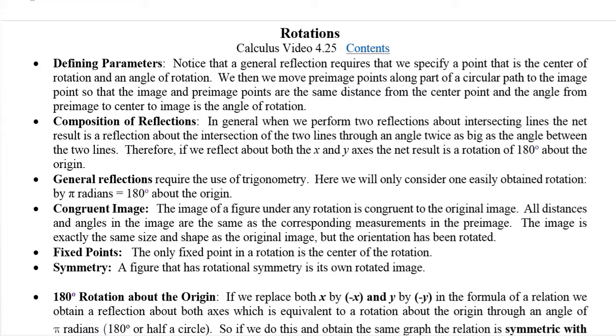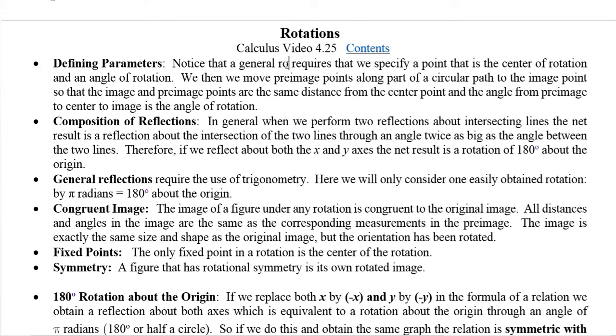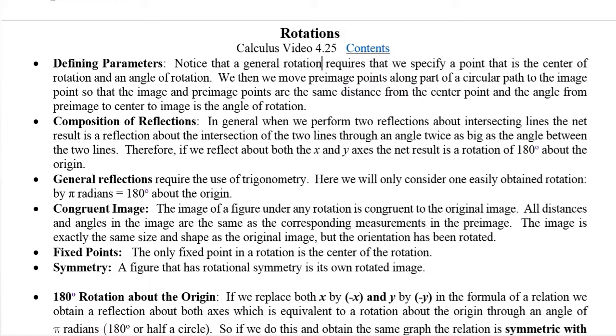Now, in general, a rotation requires that we specify a point, which is called the center of the rotation, and some angle of rotation. We then move the pre-image points along a path, part of a circular path, to the image point, so that the image and pre-image points are the same distance from the center point, and the angle from pre-image to center to image is the angle of rotation.